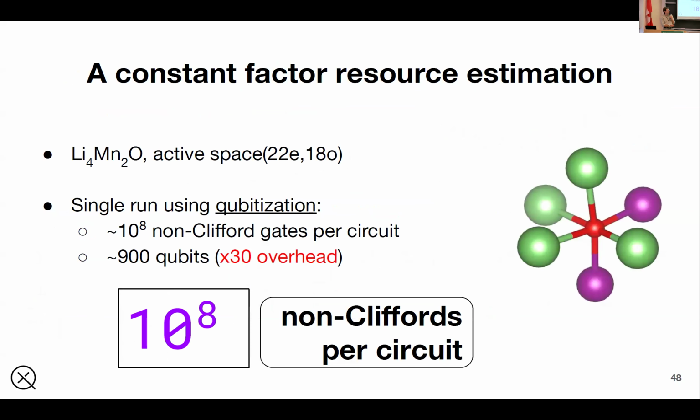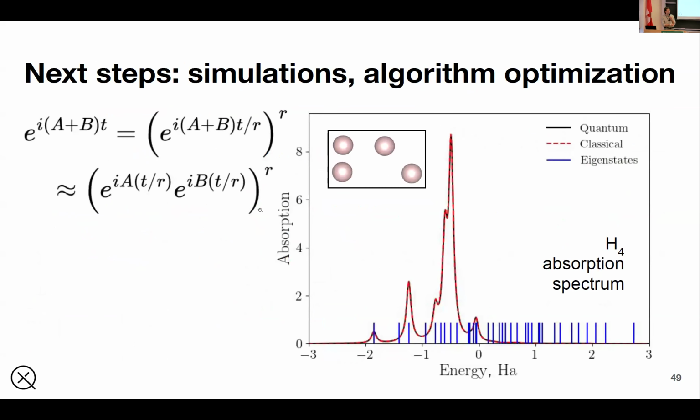So the final punchline here is that we can do a resource estimation for this approach, and it seems that for a single run of the algorithm, all we need are about 10 to the 8 non-Clifford gates per circuit. Unfortunately, we do need quite a large number of qubits coming from the overhead of qubitization. And what we're currently doing now is pursuing simulations and optimizations of the algorithm. On the right here, you're seeing a full end-to-end simulation of an absorption spectrum of this particular small molecule with 4 hydrogen atoms.